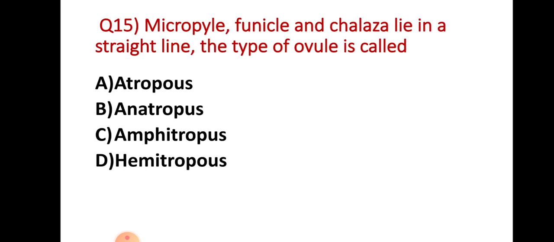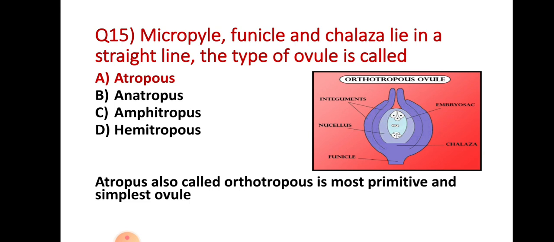Micropyle, funicle and chalaza lie in a straight line in which type of ovule? Such type of ovule is called atropous or orthotropous. In this type of ovule, the funicle and chalaza, and here is the position of micropyle, they lie in a straight line. So right answer for this question is option choice A.